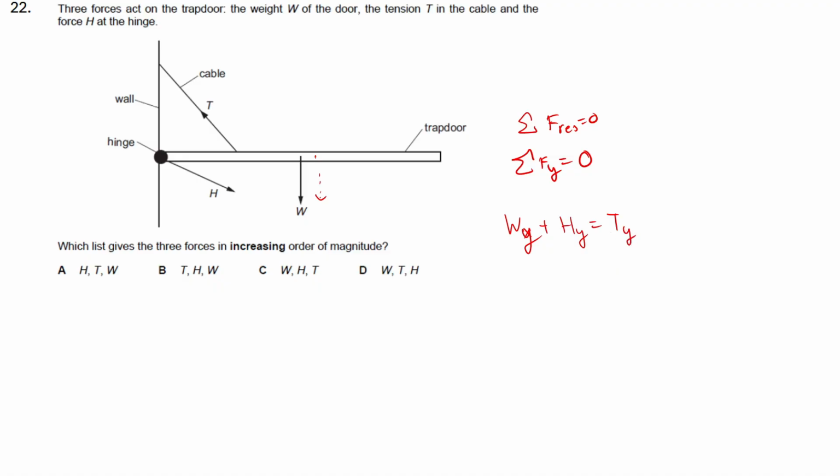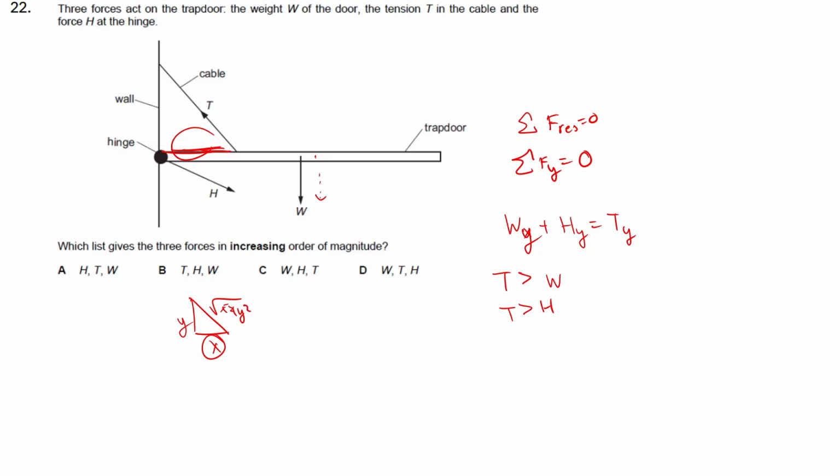So in this case, T is most definitely greater than W, and T is greater than H. This is because T also has an X component, which makes it even greater. Because if you take a triangle, X, Y, the tension here is the square root of X squared plus Y squared. And since this X exists on this T cable, it makes the magnitude even larger than W_y and H_y.